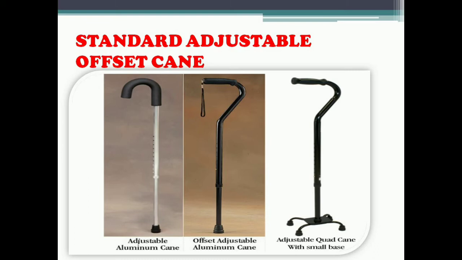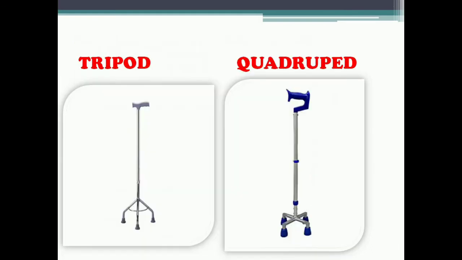You can see in this picture there is an adjustable aluminum cane, offset adjustable aluminum cane, and the quad cane, right? There is a tripod and the quadrupod. Uniqueness of the tripod and quadrupod is they increase the base of support of the cane, so they increase our balance.